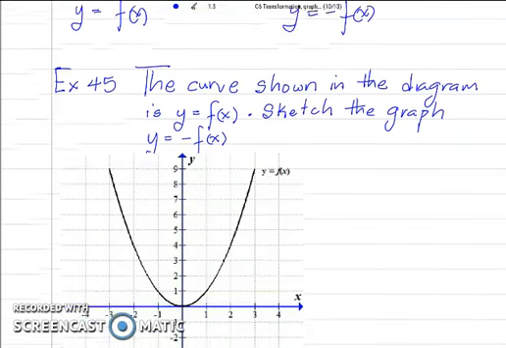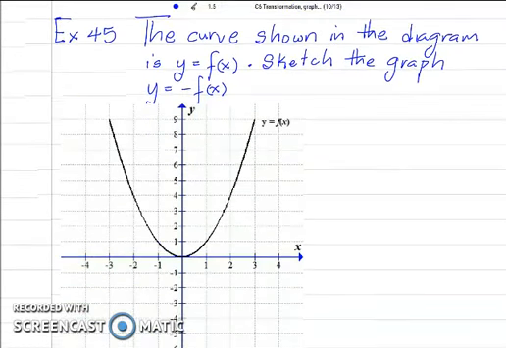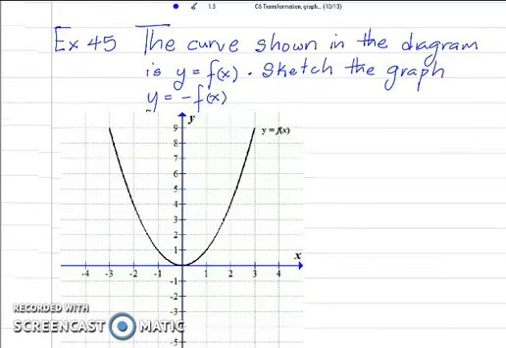Example 45. Now, example 45 says the curve shown in the diagram is y is equal to f of x. We're asked to sketch the graph of y is equal to minus f of x. Now, as we previously stated, we can obtain the graph of y is equal to minus f of x by reflecting the graph of y is equal to f of x in the x-axis. So for starters, the x-axis is my mirror line.